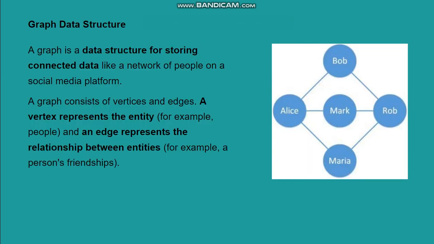Graph data structure. A graph is a data structure for storing connected data, like a network of people on a social media platform. A graph consists of vertices and edges. The vertex represents the entity, for example, people, and an edge represents the relationship between entities, for example, persons in friendship.